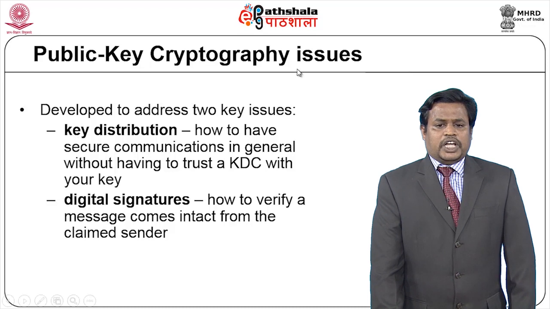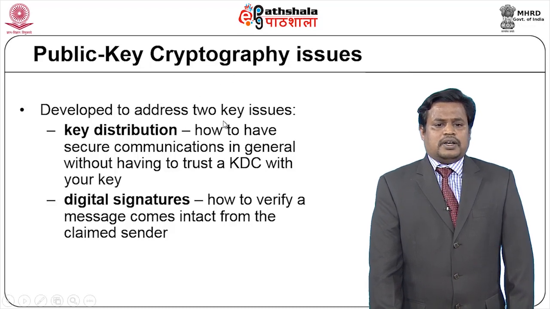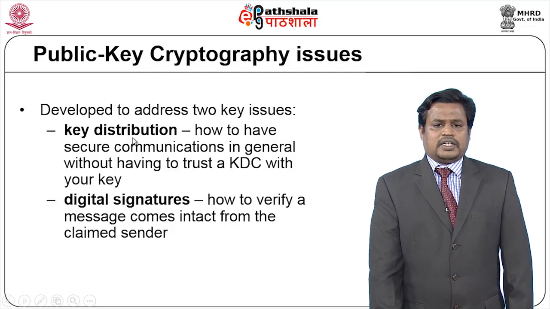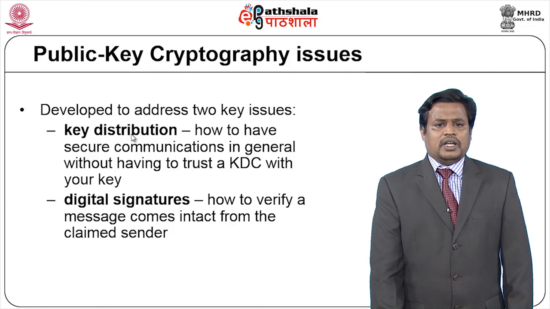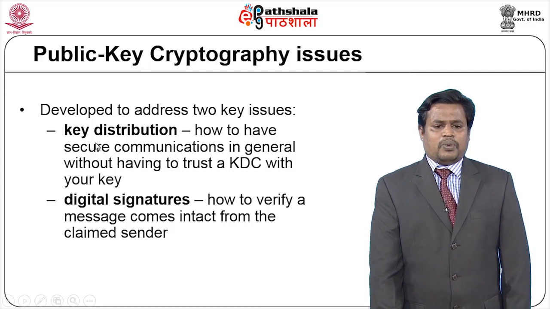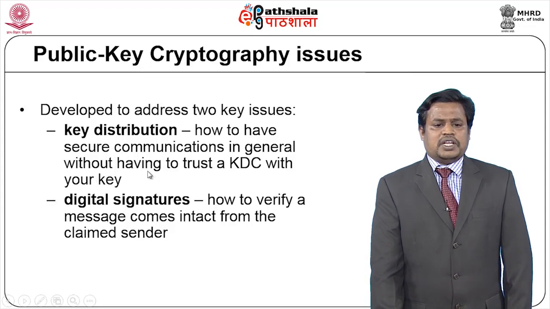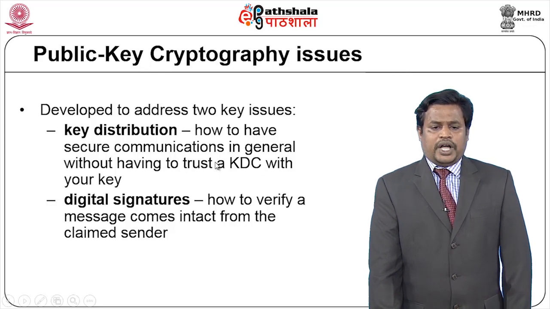So, the public key crypto system was developed to address two key issues. One thing is, earlier we faced a problem called key distribution. In symmetric key, if I have 100 users, then around 4950 keys need to be generated. That is a thing which can be overcome. Key distribution: how to have secure communication in general without having to trust a KDC with your key. Then digital signature. These are the two issues related to the public key.